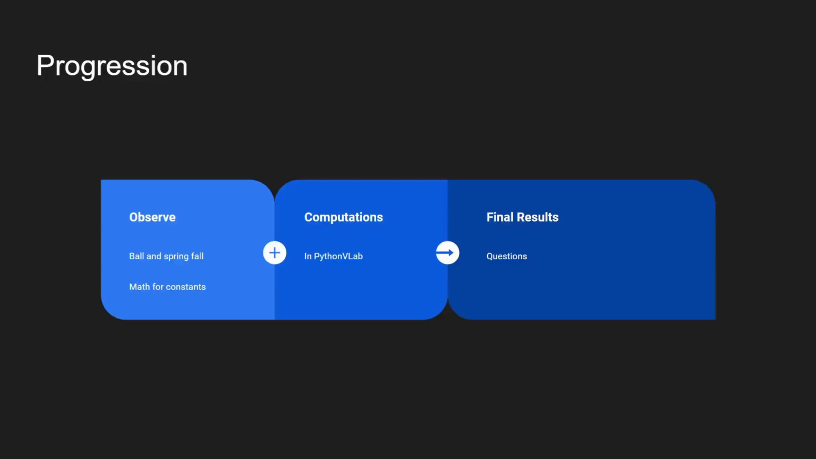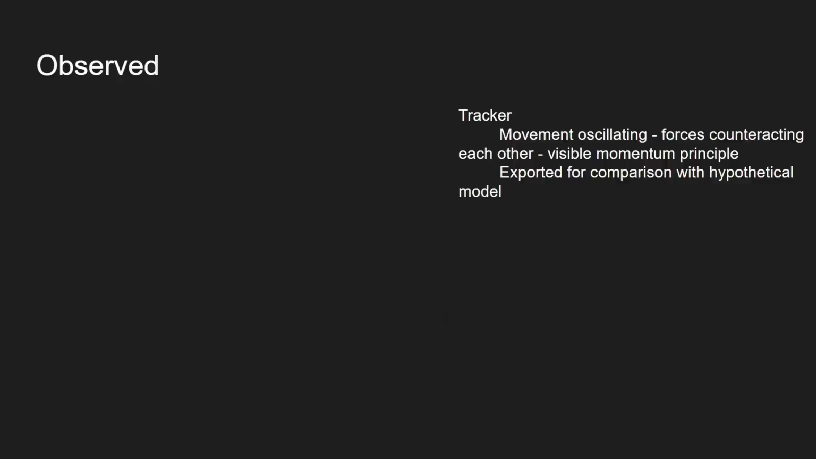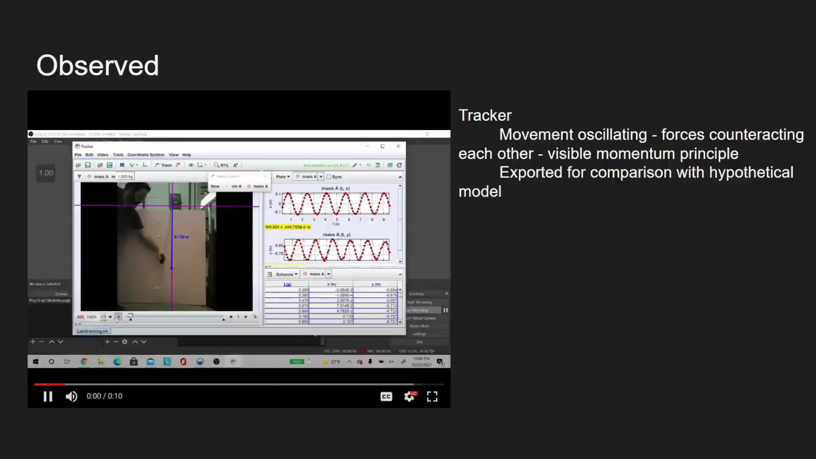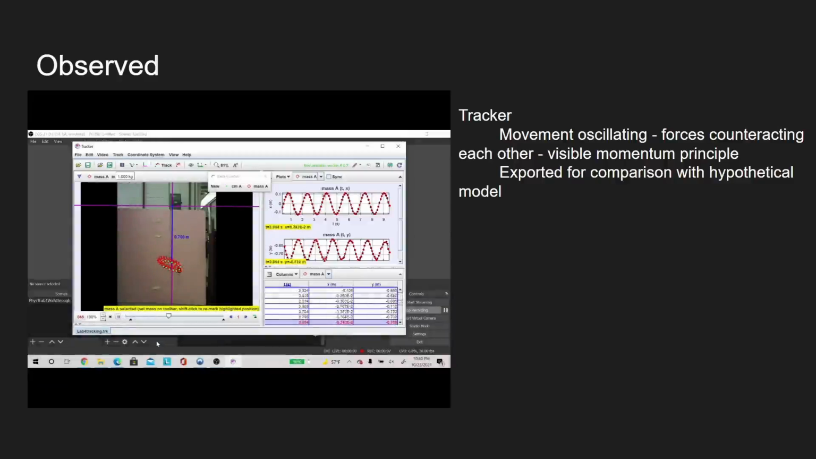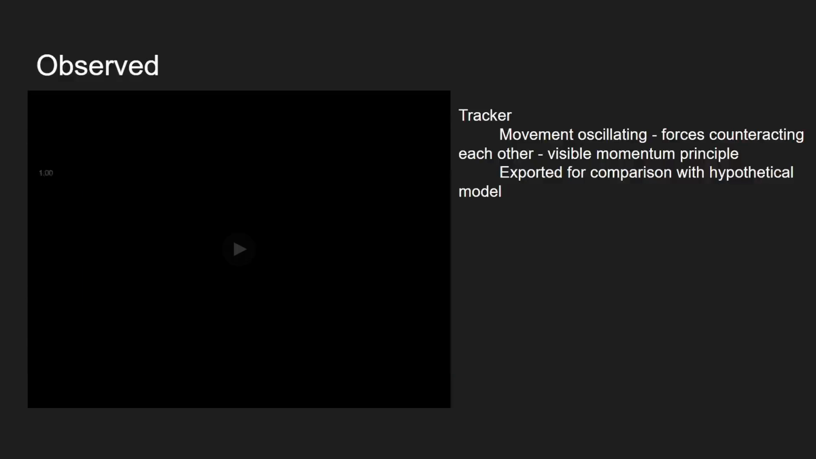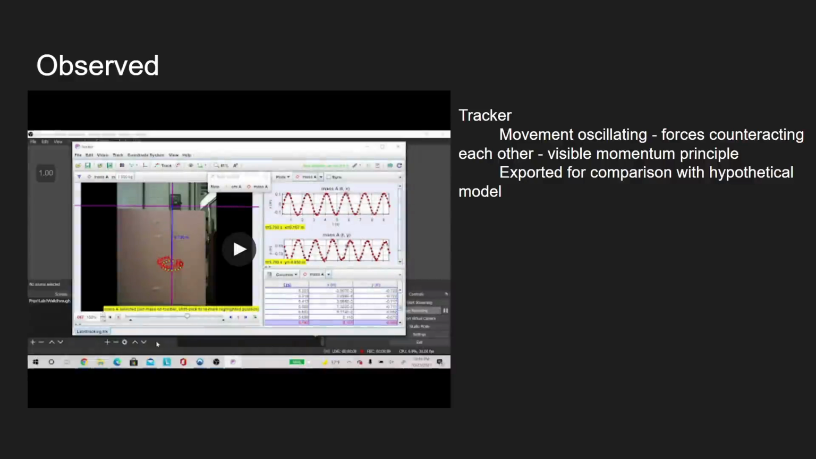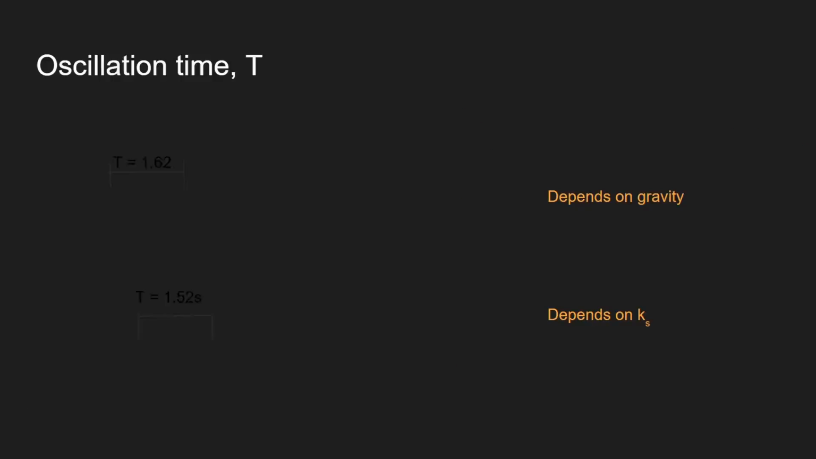So here's a progression we'll go in. We'll observe the ball and spring falls. We'll get some math for the constants. Then we'll plug those into computations for the VLab, and then we'll get final results and questions. So here we could see from the tracker video that as a ball oscillates around, it creates an oscillating graph like a sinusoidal wave, as a spring should. And over there, we're going to plug in our data. So again, it's the momentum principle. They're oscillating each other, and we're exporting the data.